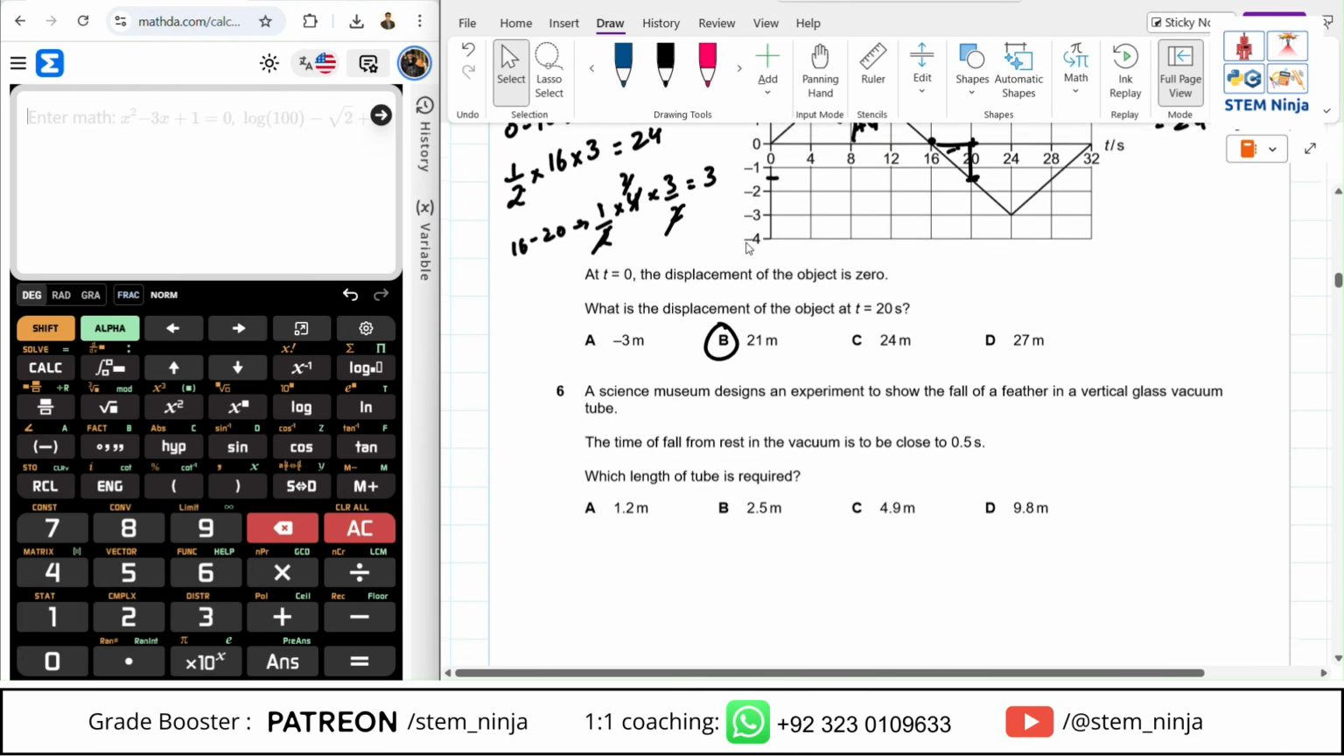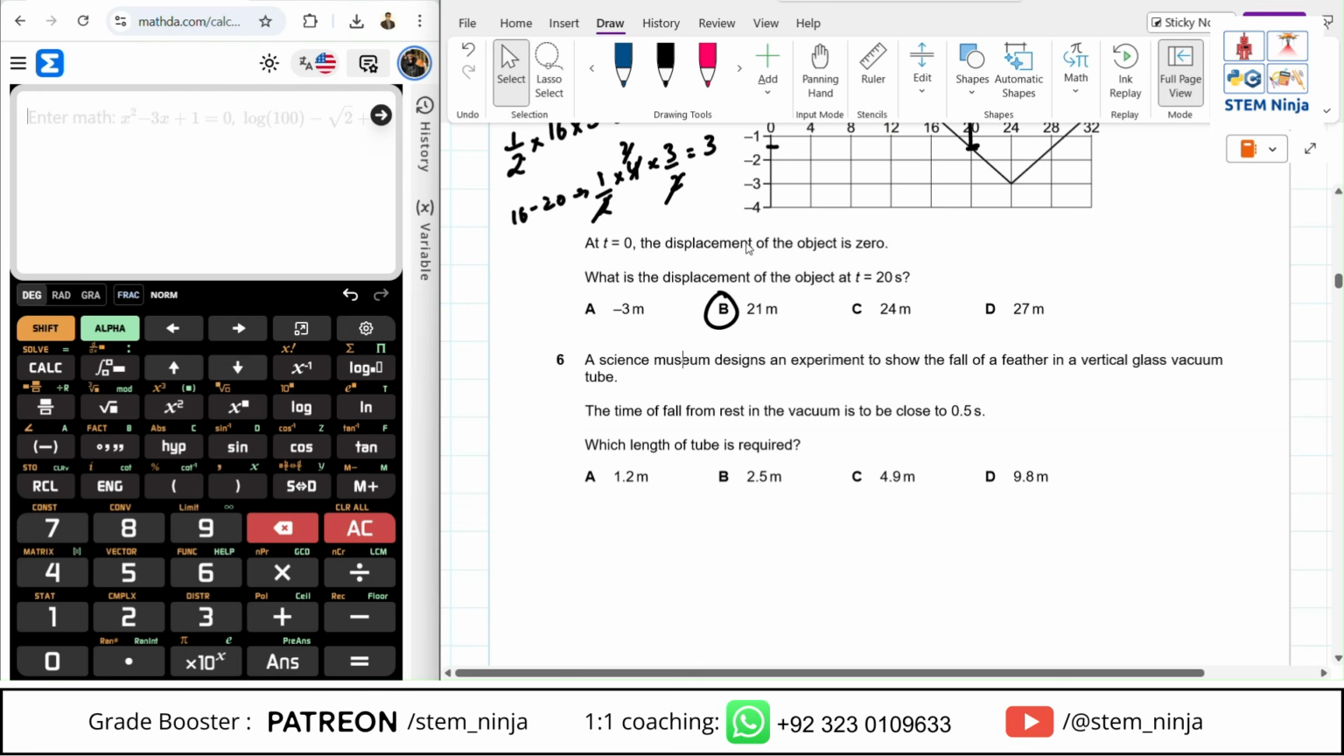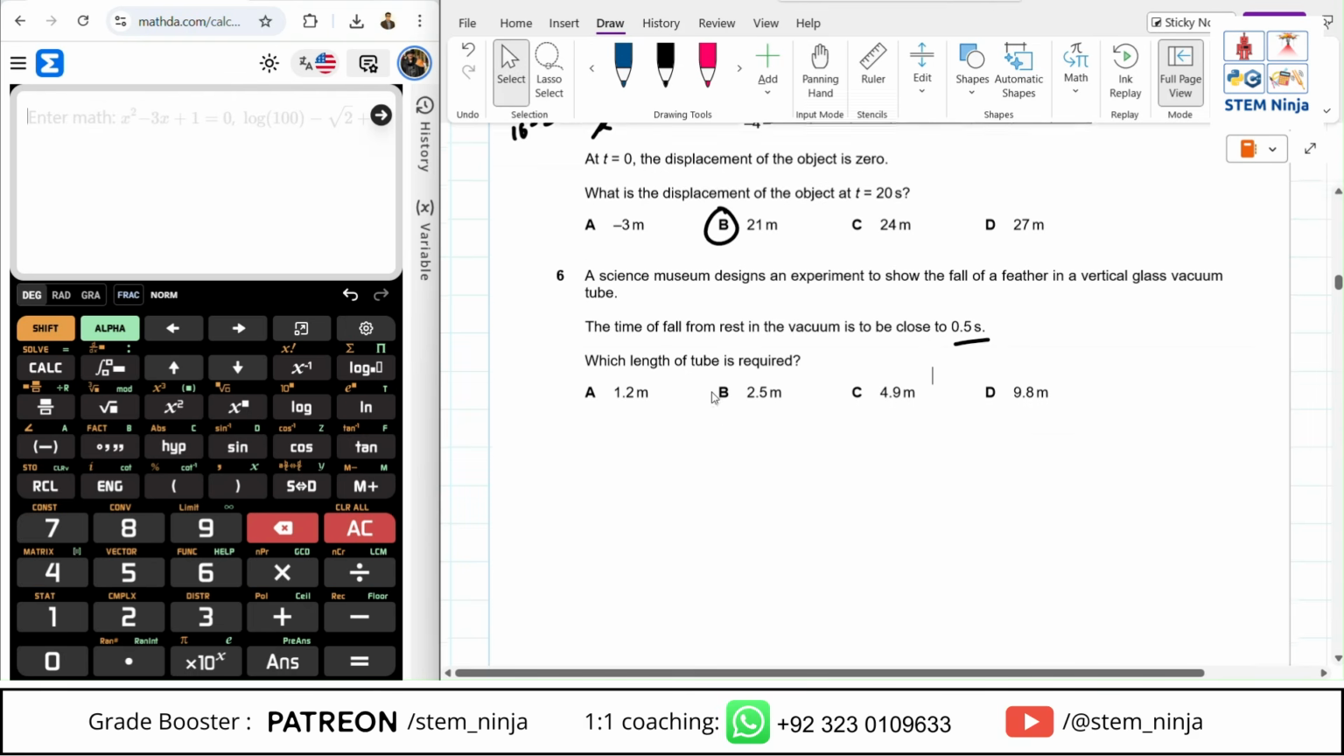Okay, moving on. The Science Museum designs an experiment to show the fall of a feather in a vertical glass vacuum tube. The time of fall from rest in the vacuum is close to 0.5 seconds. Which length of the tube is required?